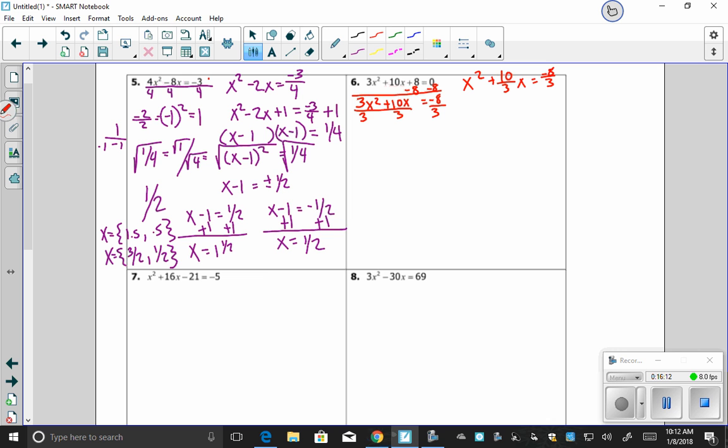From here, I have to take the 10/3 and divide by 2. Remember, anytime you have a fraction and you're dividing by another number, it's really 10/3 times 1/2. So this is the same thing as this. So 10 times 1 is 10, 3 times 2 is 6, and 10 over 6 reduces to 5/3.